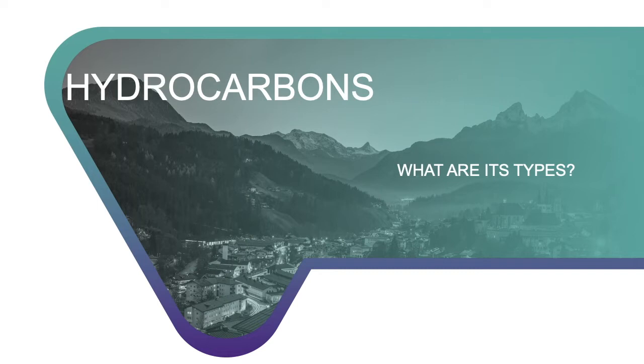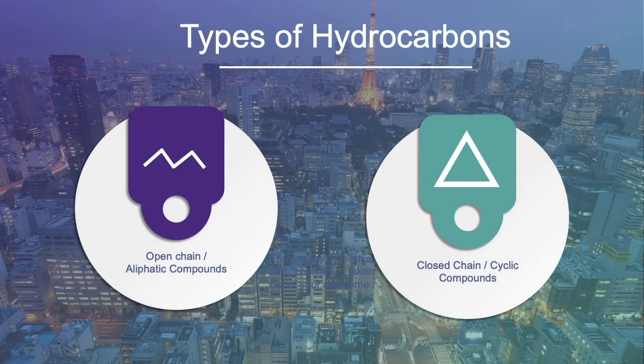Hello everybody. In this video, we are going to be talking about hydrocarbons and the types of hydrocarbons. So generally, hydrocarbons are divided into two categories. First, the open chain or the aliphatic hydrocarbons or compounds, and the second, the closed chain or cyclic compounds. The aliphatic compounds generally contain all the straight chain or the branched compounds, while the cyclic compounds contain the ring compounds.